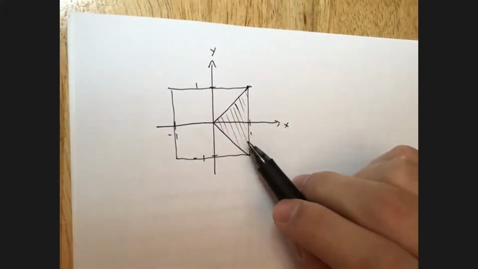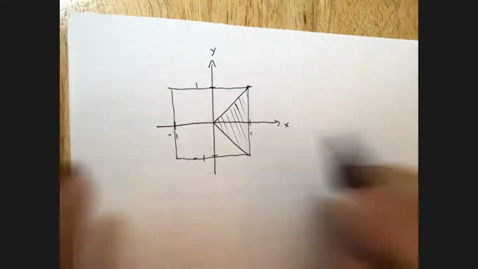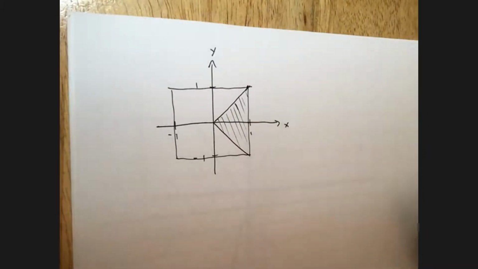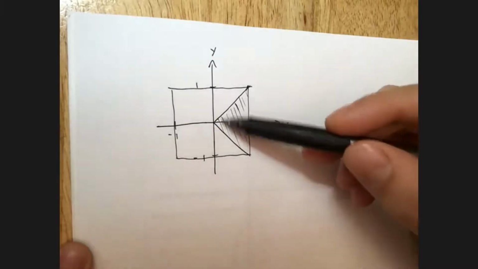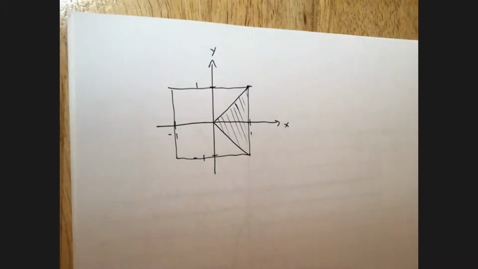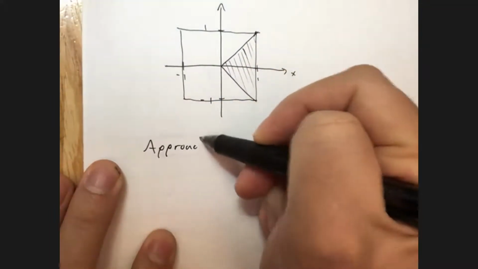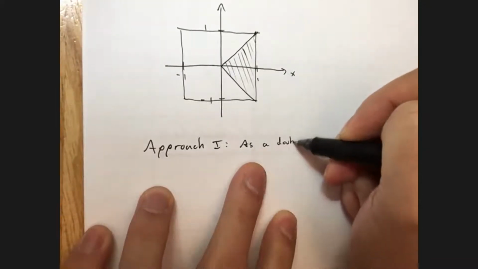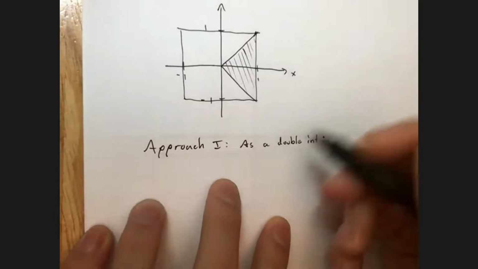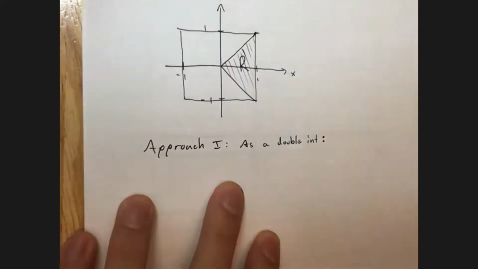So what we want to do to find the volume, you can think about this 2 different ways. You can think of the pyramid as being a function that lives above this, right? And then you're just integrating that function over this region, and that will give you the volume, okay? That would be thinking of it as a double integral. So approach 1, as a double integral, you could just say that I'm going to integrate over this. Let's call this region R for region.